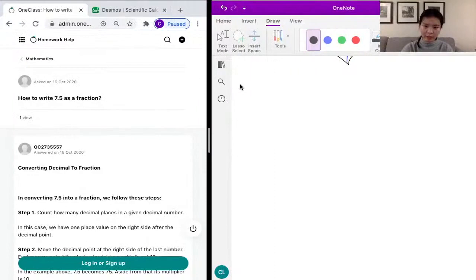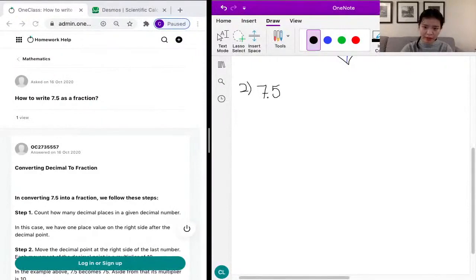So the first step of what we do is that we would try to separate this decimal into an integer part and a fractional part. So in this case, our 7.5 is equal to 7 plus 0.5 as a decimal. And 7 is just 7.